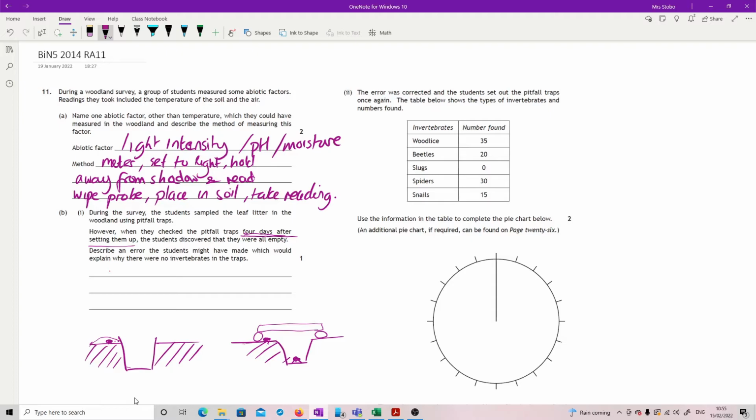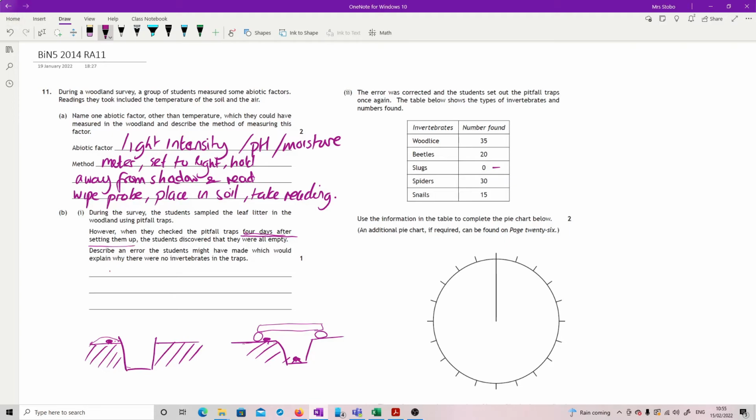Okay, error was corrected, and the students set out the pitfall traps once again. The table below shows the types of invertebrates and the numbers found. Use the information in the table to complete the pie chart below. Okay, so we've got no slugs, so I'm going to just ignore those. What have we got? 35 and 20, so 55, 60, 70, 80, 90, 100. So this is all quite nice actually. They've given you 100 organisms here to use, which could be much worse. So each of these divisions is a 5.